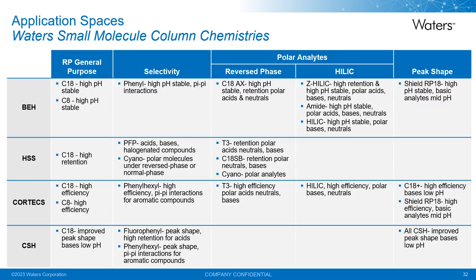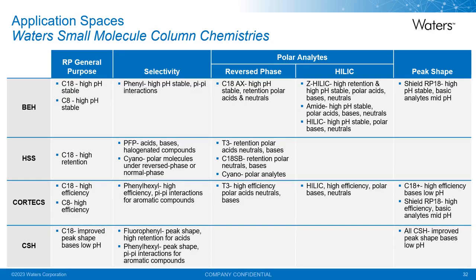Here's an overview of the columns that Waters provides, broken out into a few different categories: general purpose, columns for different selectivities, columns for polar analysis, and columns to improve peak shapes. There are some examples where the chemistries can fit into multiple groups, but keep in mind this is a general overview based on the bonded chemistry.